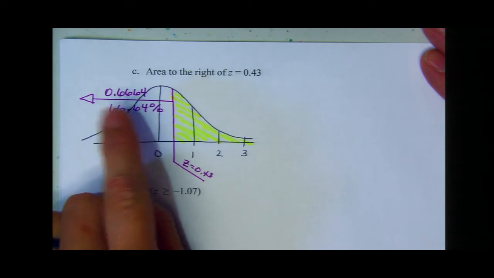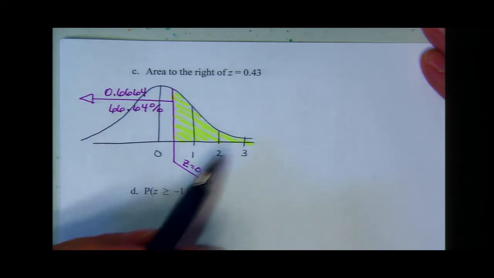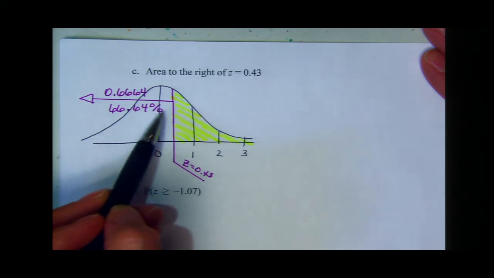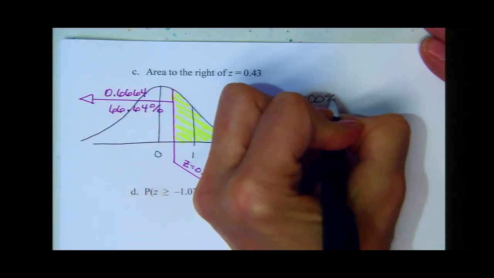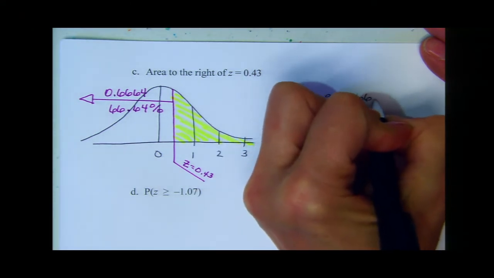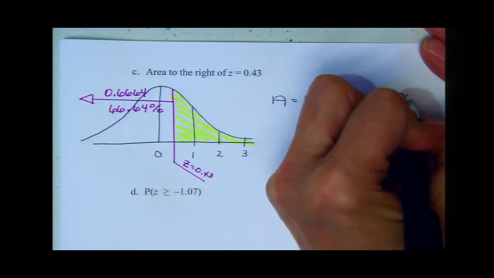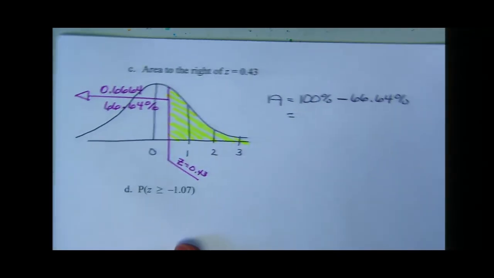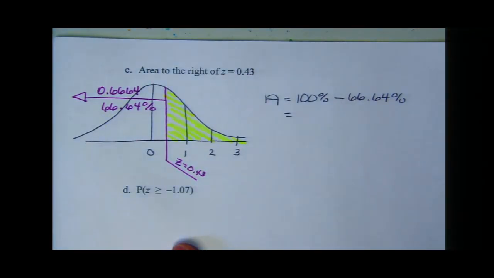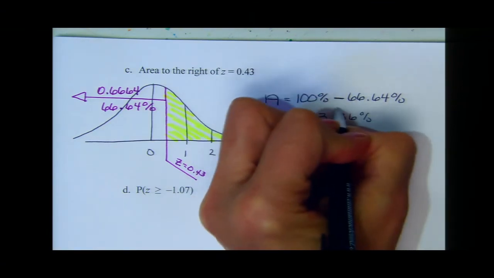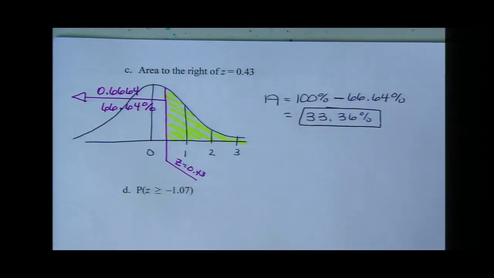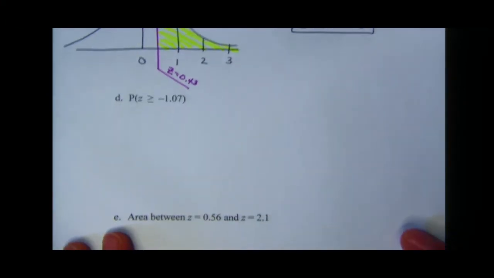All right, but I need the shaded. And what we've been given is the non-shaded. Well, this is where you need to remember that the area under the curve is 100%. So to find the area, we do 100%, the full curve, minus the non-shaded, 66.64%, to find the area that is shaded. 33.36%. So this is your shaded area. Now, here's what that looks like as a probability.